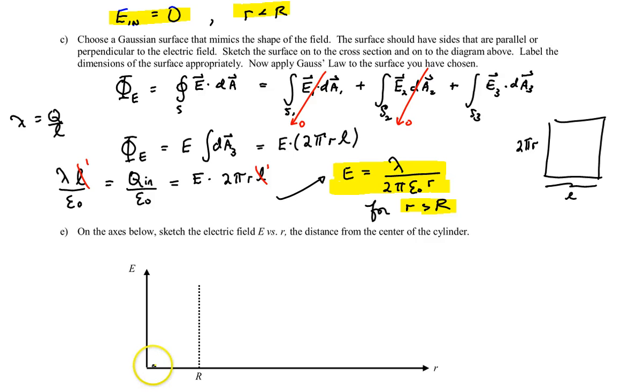So that means the electric field will be 0 all the way until it reaches r, and then it will reach its maximum peak, where the magnitude of E at this point will be equal to lambda divided by 2 pi epsilon naught, and r in this case will be equal to capital R. And then as r approaches infinity, you'll see that E will decrease. This is an inverse curve, so it'll start to look like this. So you'll see that E is inversely proportional to r.